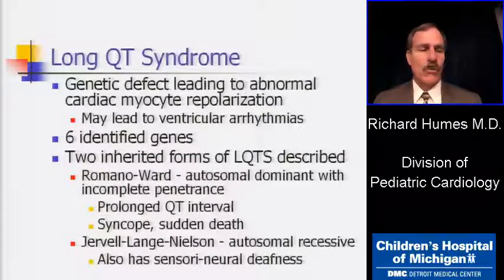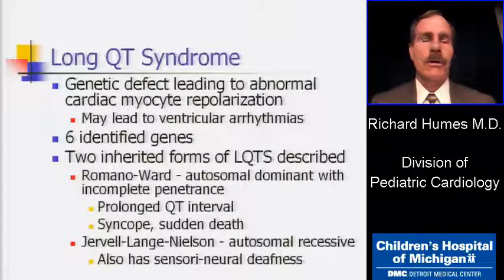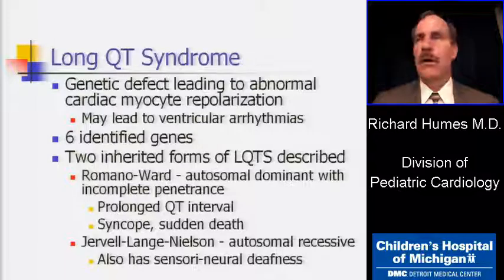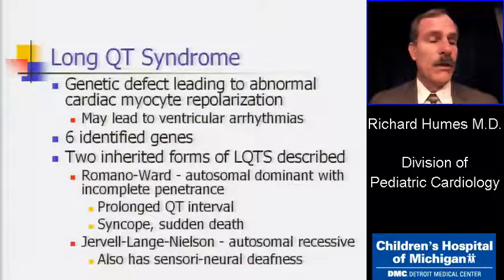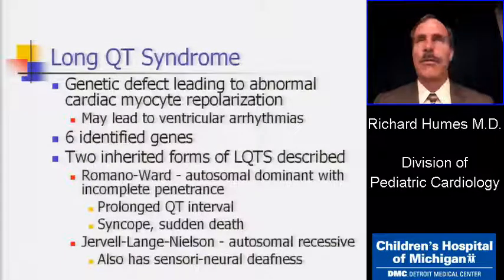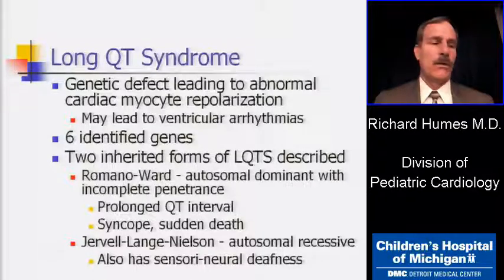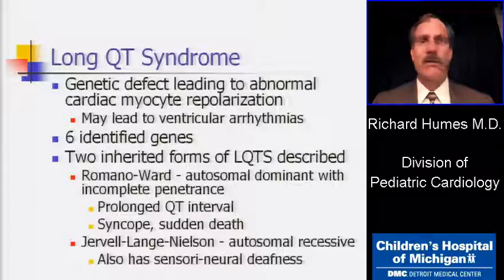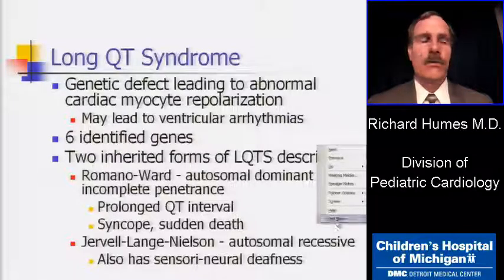Long QT syndrome is a genetic defect leading to abnormal cardiac myocyte repolarization, which can ultimately lead to ventricular arrhythmias, which can be deadly. There are 6 identified genes. There are 2 inherited forms of long QT syndrome which are described: the Romano-Ward syndrome, which is autosomal dominant with incomplete penetrance. This has a very prolonged QT interval and is associated with syncope and sudden death. And there is the Jervell-Lange-Nielsen syndrome, which is autosomal recessive, which also has a sensorineural deafness association.